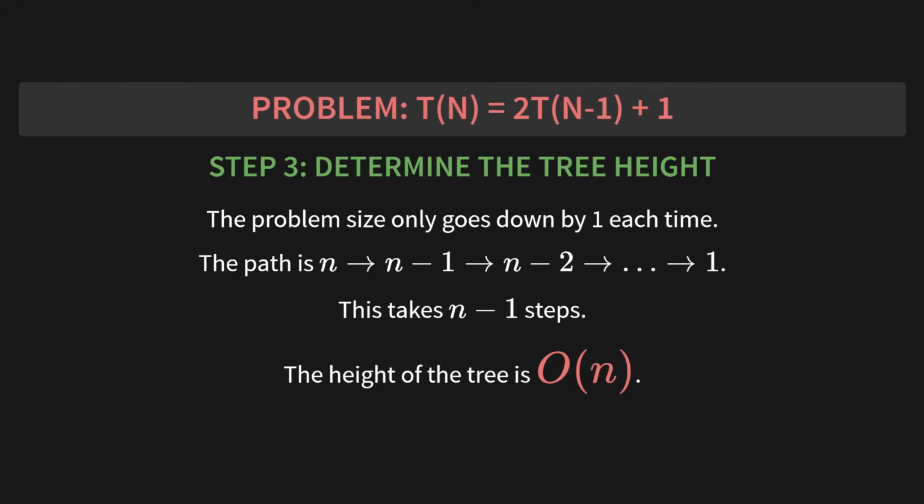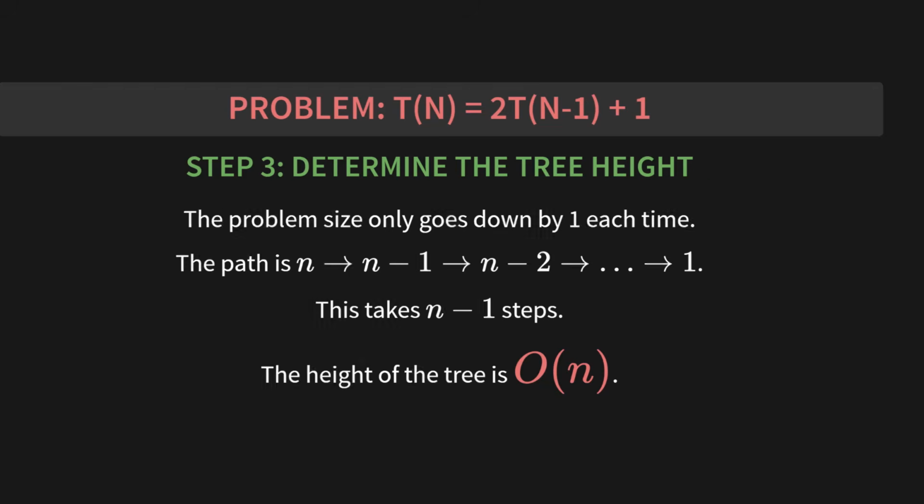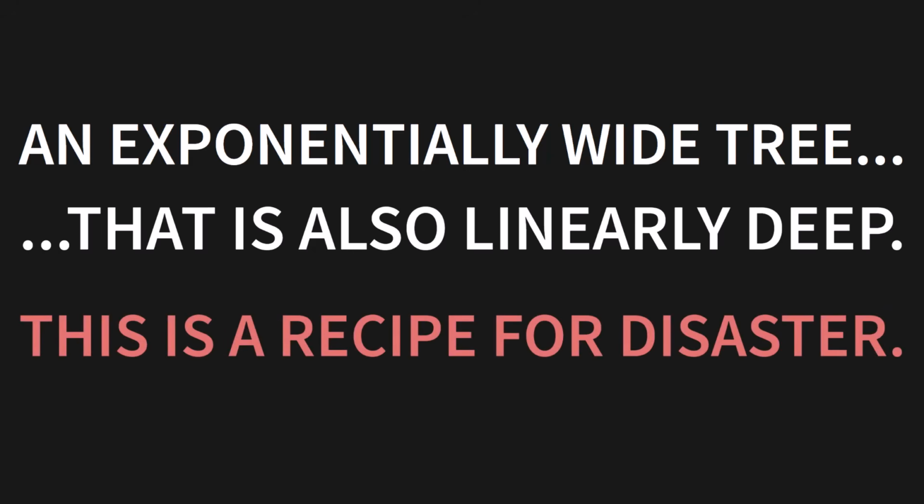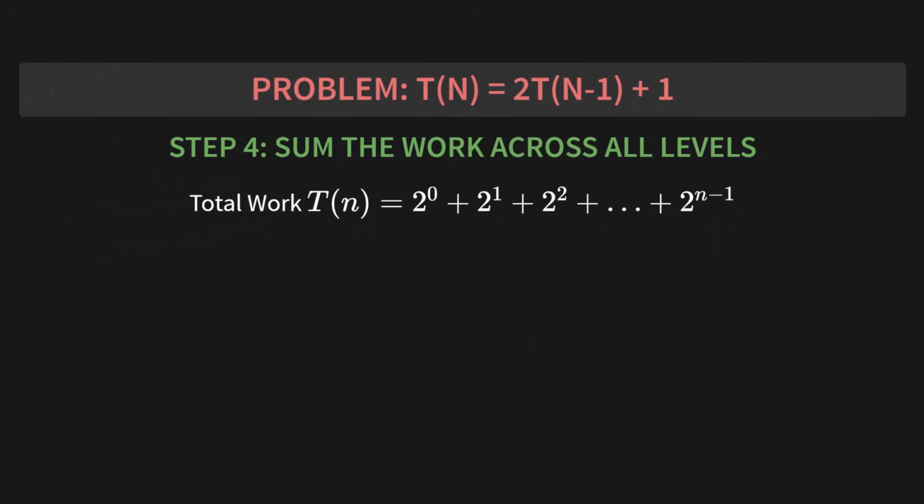So let's process this. We have an exponentially wide tree that is also linearly deep. This is a recipe for disaster. Alright, step 4. Sum the work across all levels. The total work, T of n, is the sum of the work at every level. That's 2 to the 0, plus 2 to the 1, plus 2 to the 2, all the way up to 2 to the power of n minus 1.